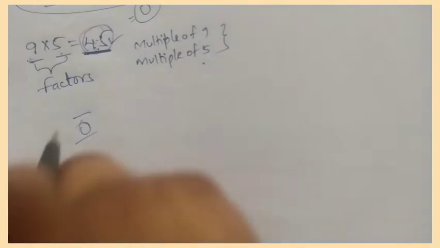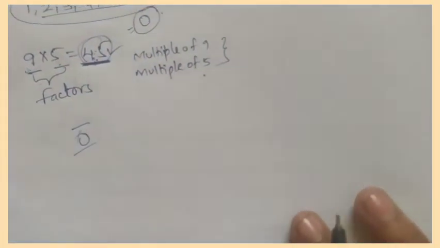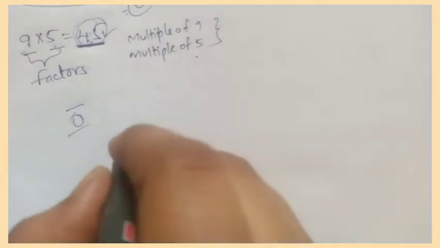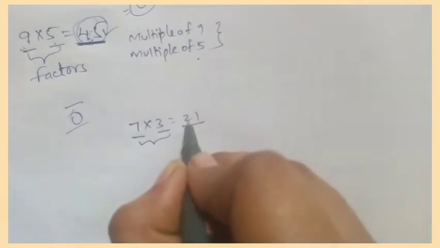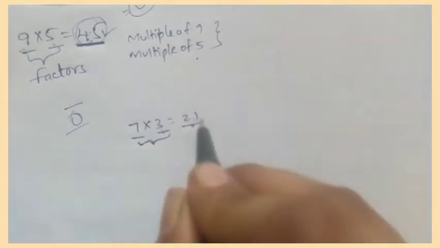We call these factors. Look here children, I hope you understood these factors. Very simple. 7 threes are 21, so 7 and 3 both are the factors of 21.